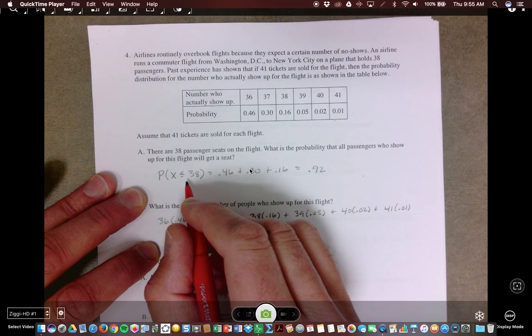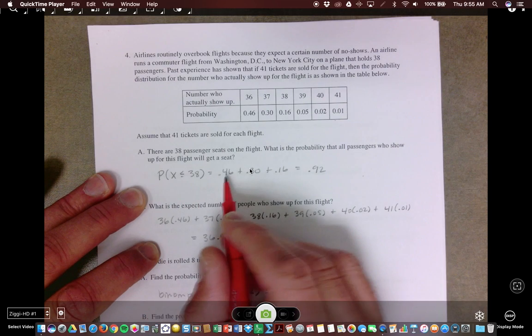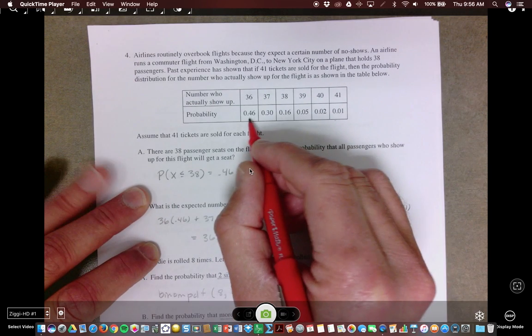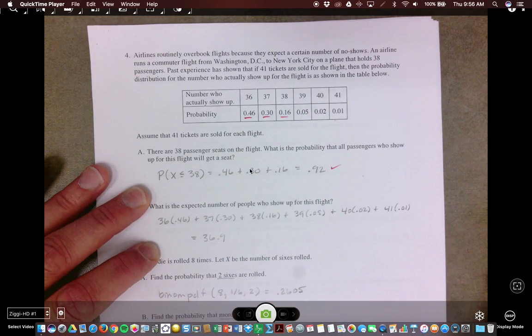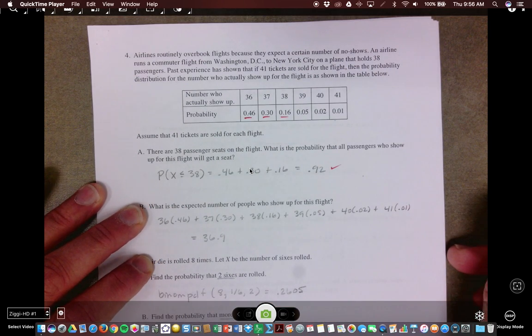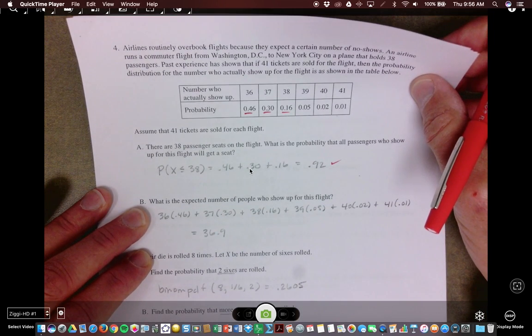Well, everybody's going to get a seat if there is 38 or fewer passengers. So all I did here is I added up the probability of 36 and 37 and 38 and came up with 92%. So 92% of the time, everybody that shows up gets a seat.